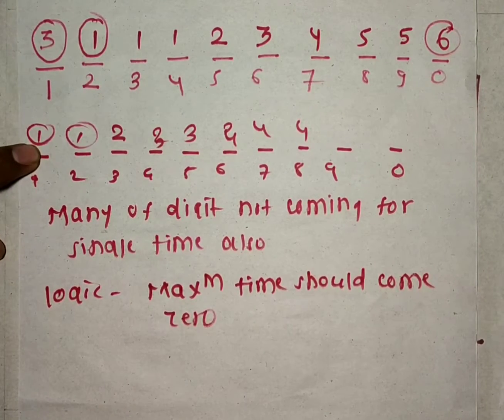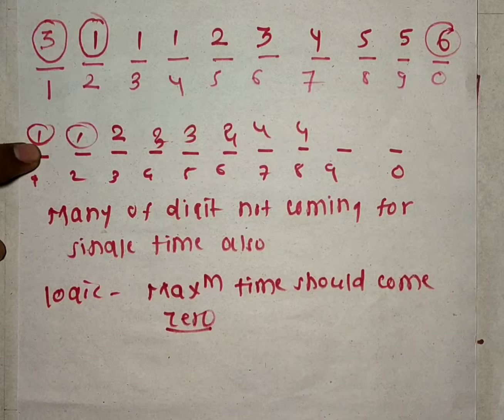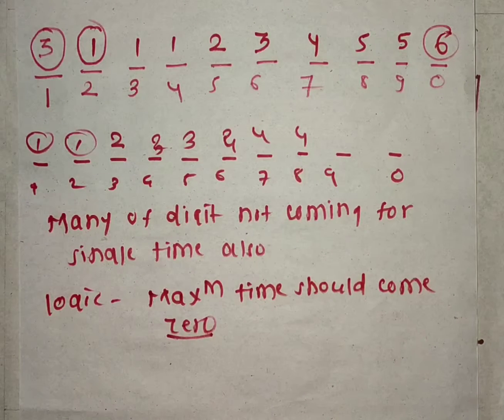So this is the logic of the question. The maximum number of times the 0 should come in the number, because for even a single time, many of the numbers are not coming. So this is the only remaining try which we can do. Maximum numbers are coming for the 0 times.